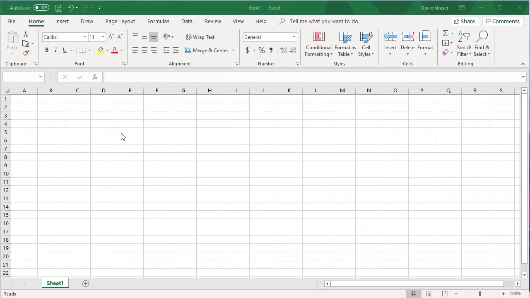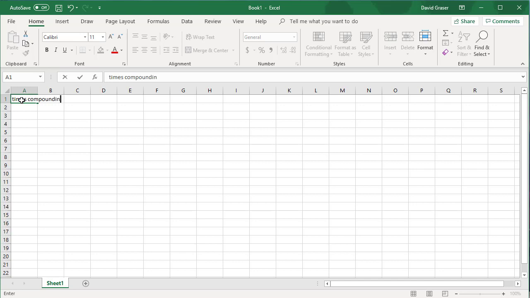So what you need to do is go ahead and open an Excel spreadsheet, a blank one. It'll look something like this. And now I'm going to have to put in those terms that I had along the left-hand side. So times compounding in a year. Remember, that's what we call M.